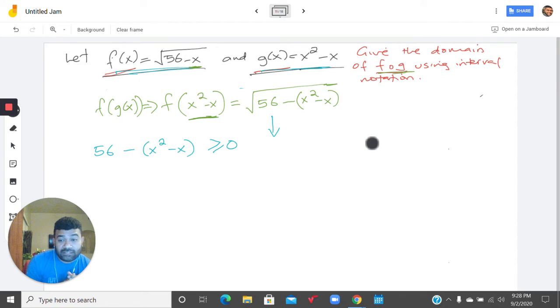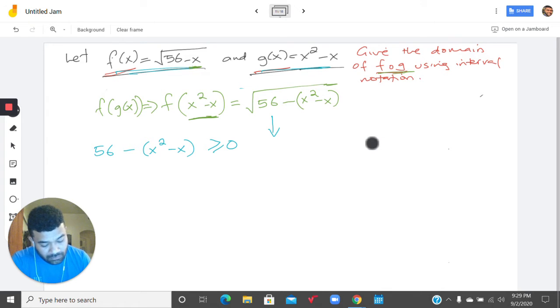The reason why we have that is because, as I said earlier, you cannot have a negative in the radical. It has to be 0 or above. I hope that makes sense. How I'm explaining stuff. Sorry, my accent is kind of heavy. I'm from Fiji, so I hope you get the idea of where we're going with this function right here. So we have 56 minus x squared minus x is greater than or equal to 0.